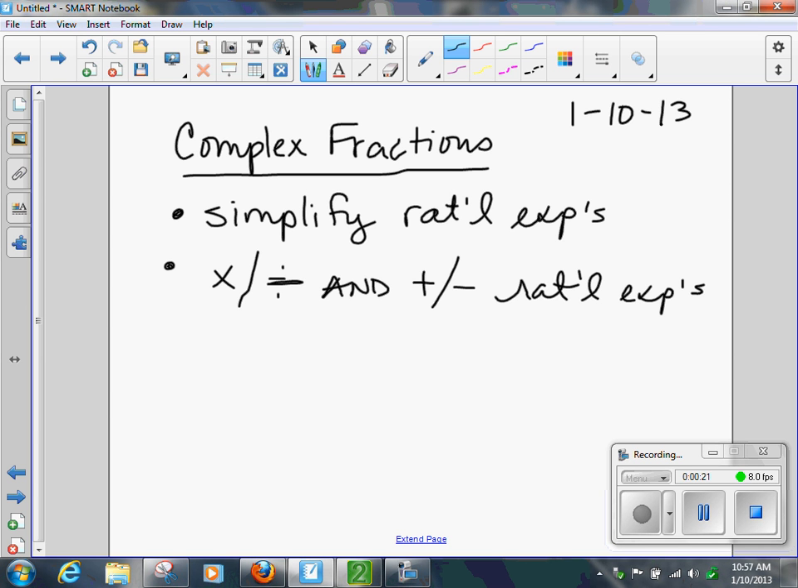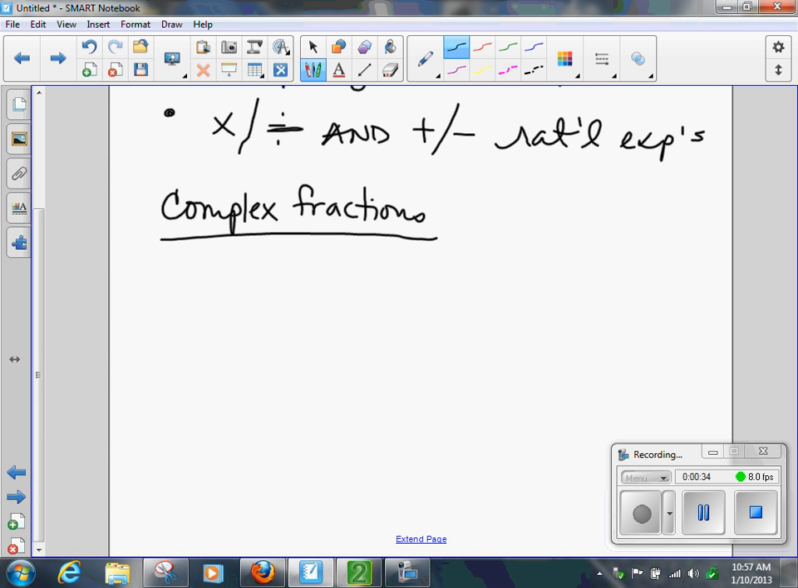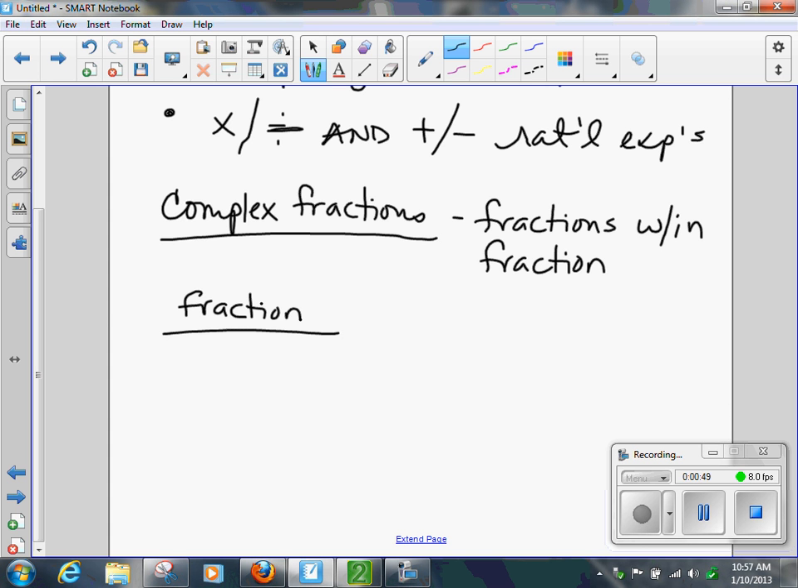What we're getting ready to do is like two things in one. Complex fractions, and you've already seen them in Algebra 2, but complex fractions are just fractions within fractions, okay? It's a fraction divided by a fraction.